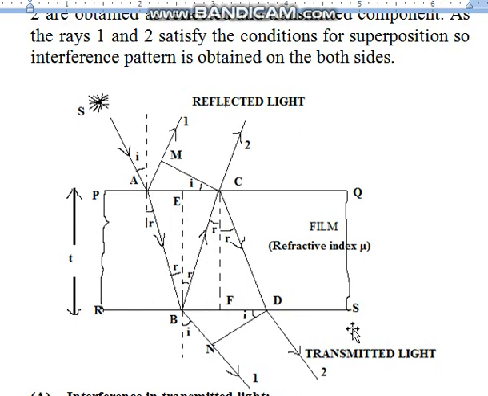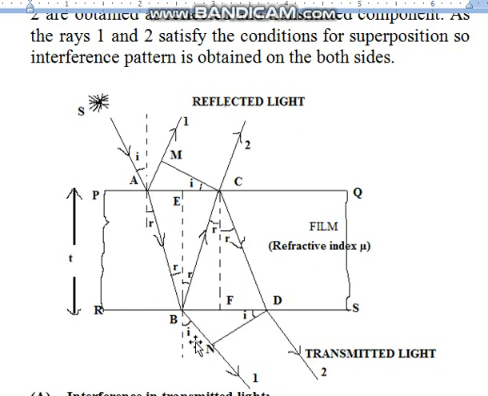Now in order to obtain the path difference between the transmitted light rays 1 and 2, we have to draw a normal. So we draw the normal DN. After D and N on this side there is no path difference, because both the rays are parallel. The path difference is BC plus CD in the film, and minus BN, which is the path difference in air. Both path differences are different. The path difference in the film and the path difference in air are different in physics.